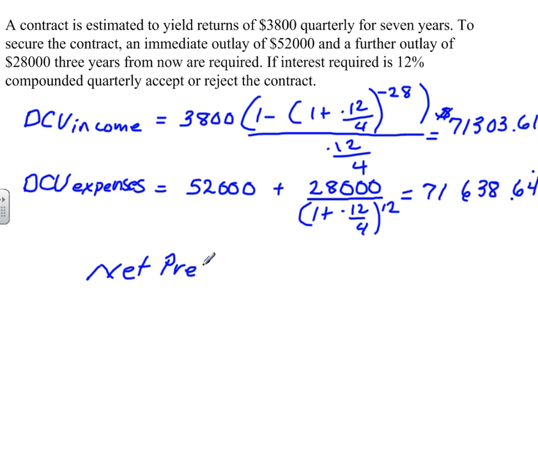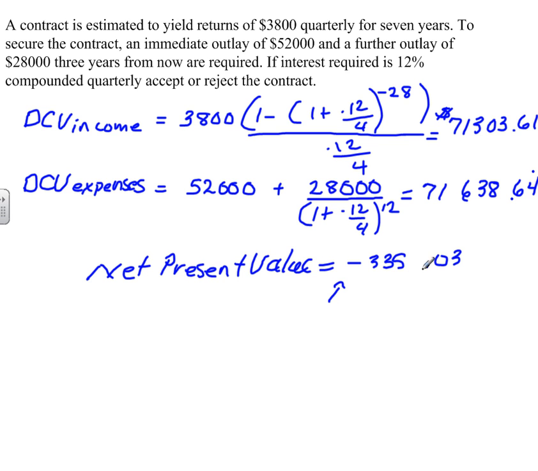Now if we find the net present value, net means the difference between income and expenses, we would have to take 71,303.61 and subtract 71,638.64. And that comes to negative $335.03.